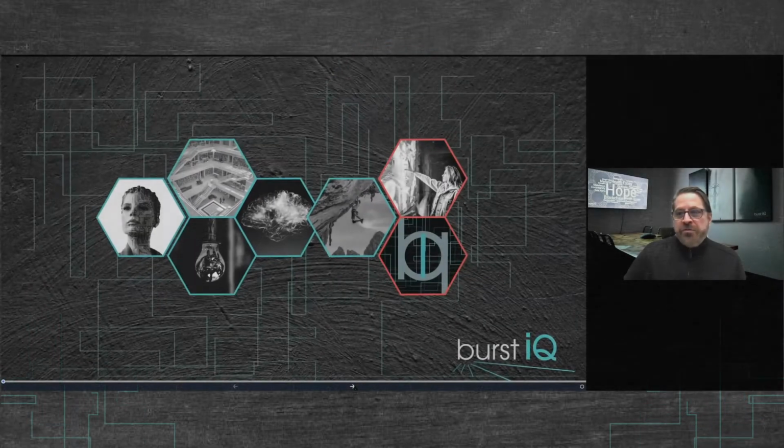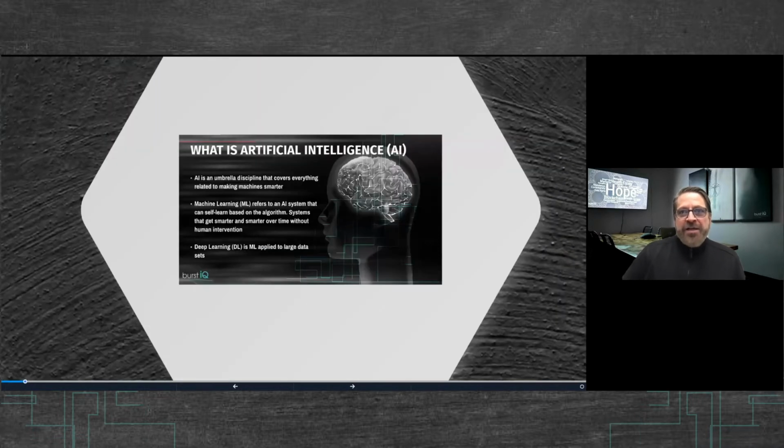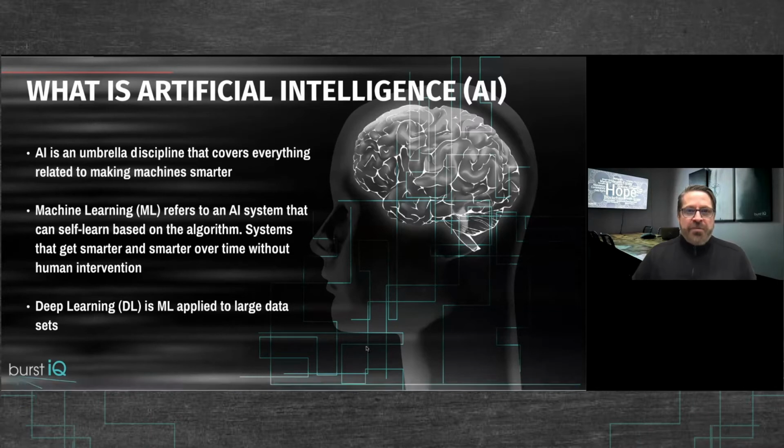Right. First up on the list, we're going to talk about what is AI. So AI itself is really kind of this whole big topic. It's an umbrella discipline that covers everything related to making machines smarter. And there's just a number of disciplines in this broader topic of AI.